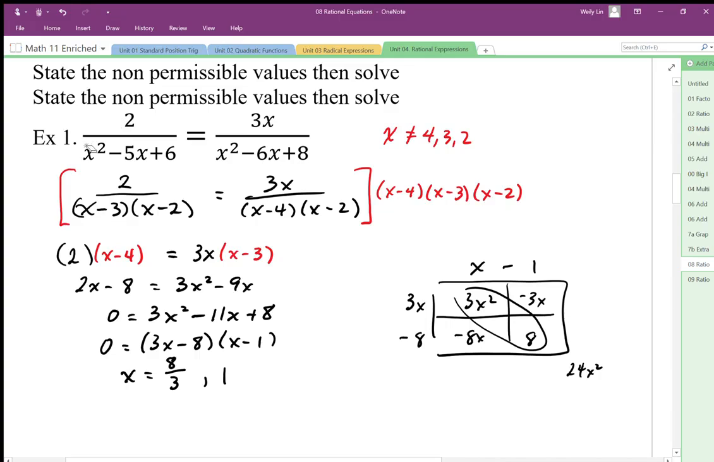2 divided by 1 minus 5 plus 6. 1 minus 5 plus 6 gives me 2, so 2 divided by 2 is 1. Here I end up with 3 divided by 1 minus 6 plus 8. That's 3 divided by 3, which is equal to 1. The other solution will also be the same. As long as we don't use one of these restricted values, we won't get extraneous solutions.